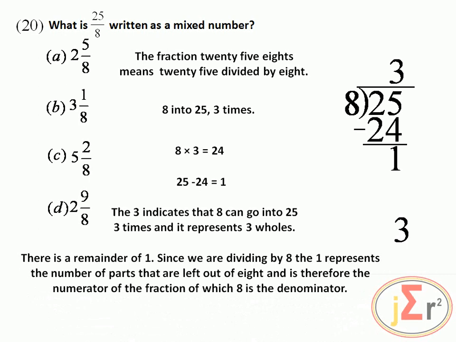Since we are dividing by 8, the 1 represents the number of parts that are left out of 8, and is therefore the numerator of the fraction, of which 8 is the denominator. Like that. Also, we could consider that we are still dividing. And of course, because 8 cannot go into 1, we are still dividing, so we say 1 divided by 8, and that is written 1 over 8, and it is 1/8. The answer is therefore option B, 3 and 1/8.